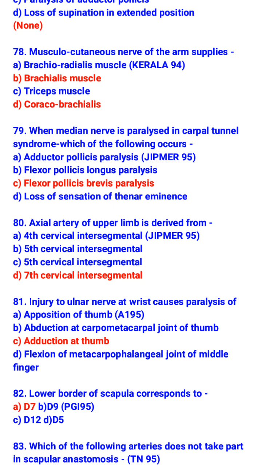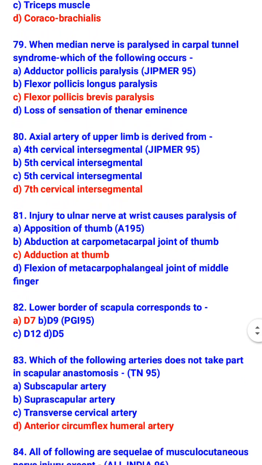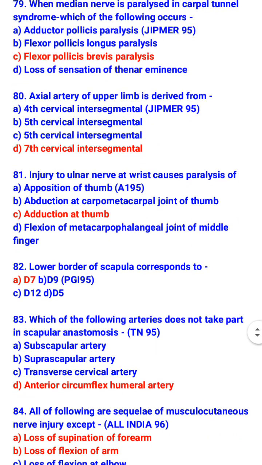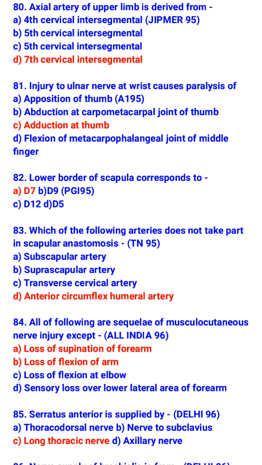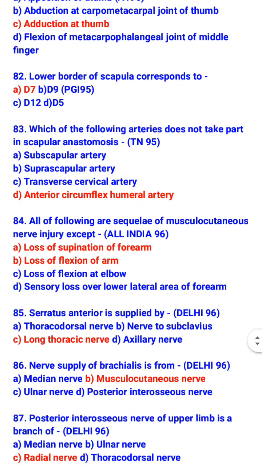Axial artery of upper limb is derived from 7th cervical intersegmental. Injury to ulnar nerve at wrist causes paralysis of adduction of thumb. Lower border of scapula corresponds to D7. Which of the following arteries does not take part in scapular anastomosis? Anterior circumflex humeral artery. All of the following are sequelae of musculocutaneous nerve injury except loss of supination of forearm and loss of flexion of arm.